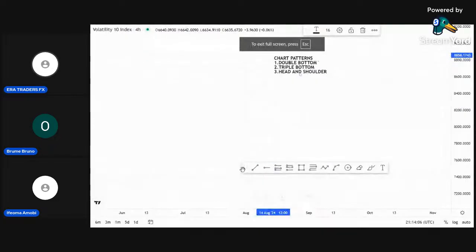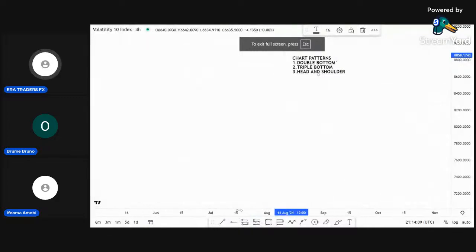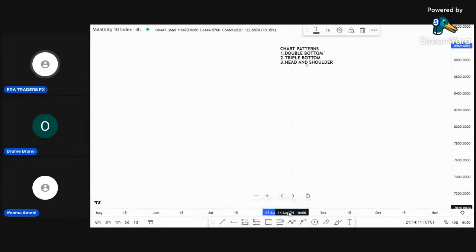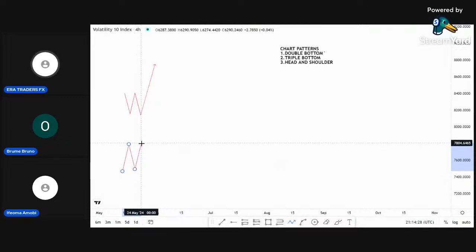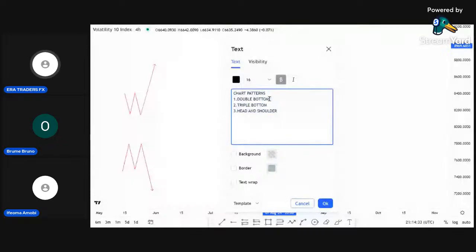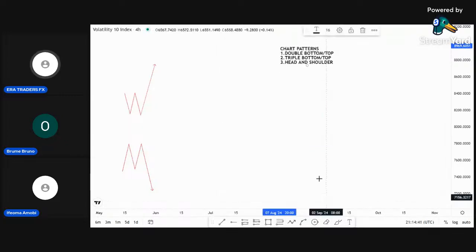So as I was saying, there are some patterns that will appear on the chart that will indicate that this thing wants to buy or this thing wants to sell. This is what we have for a double bottom. This is what we have for a double top. So it's double bottom slash double top here. Then head and shoulder, we have the reverse head and shoulder. I'll show you all these patterns.